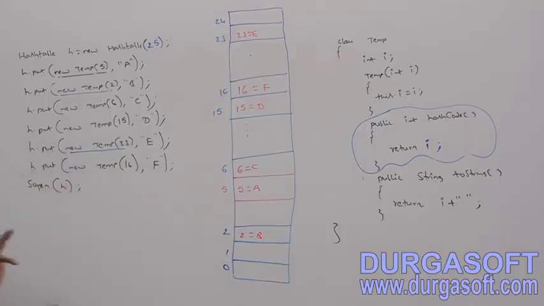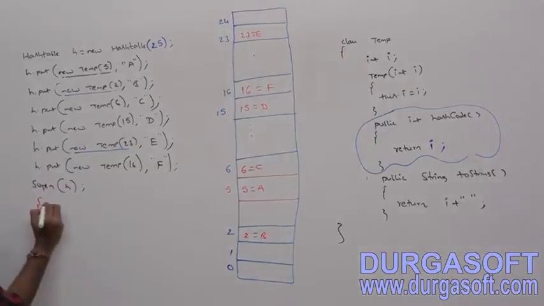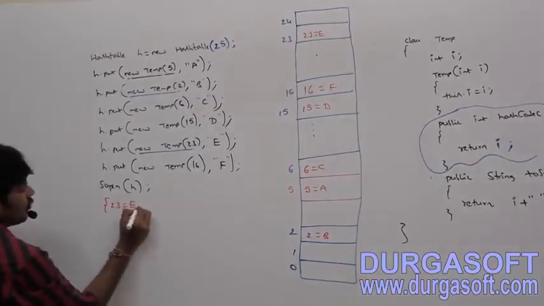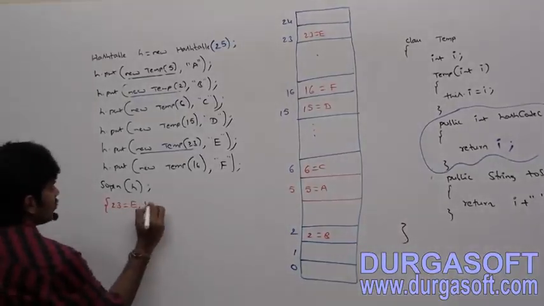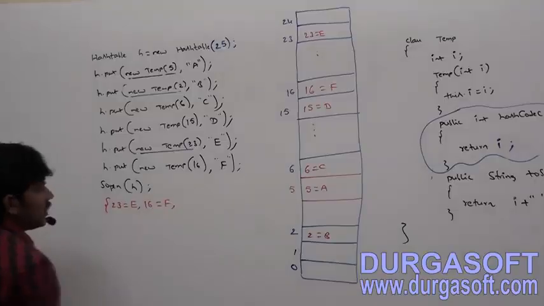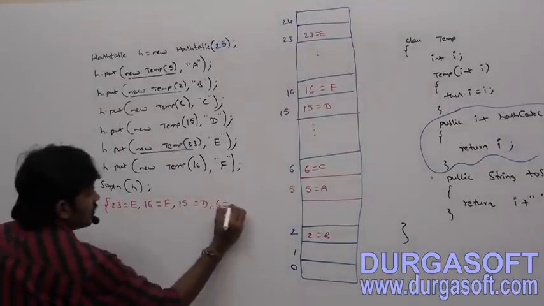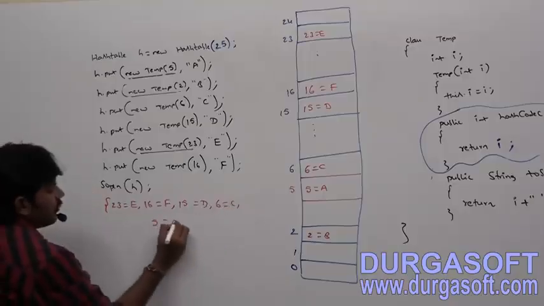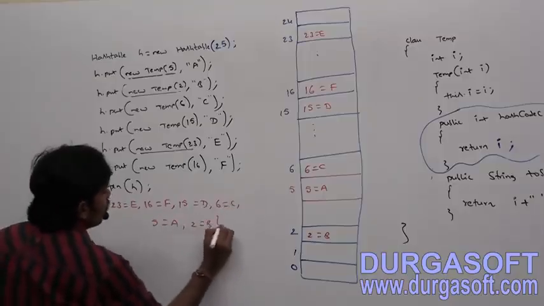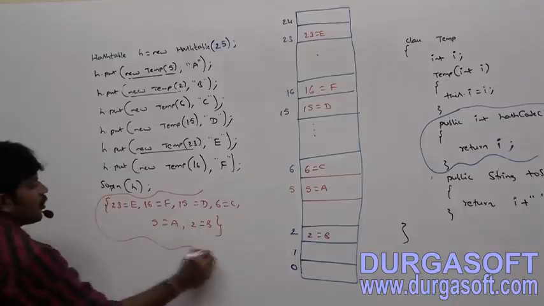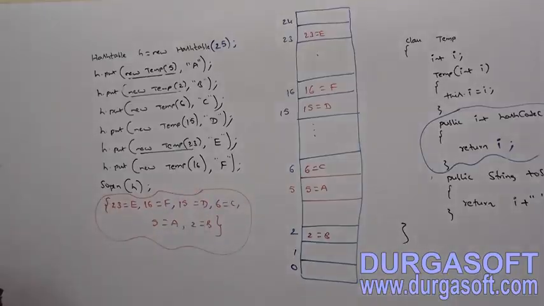Keys, remember. Now, if I print SOP of H, what is the answer? 23 is equal to E. 16 is equal to F. 15 is equal to D. Okay. 6 is equal to C. 5 is equal to A. 2 is equal to B. This is the output by default we are going to get. Are you getting that? Okay.